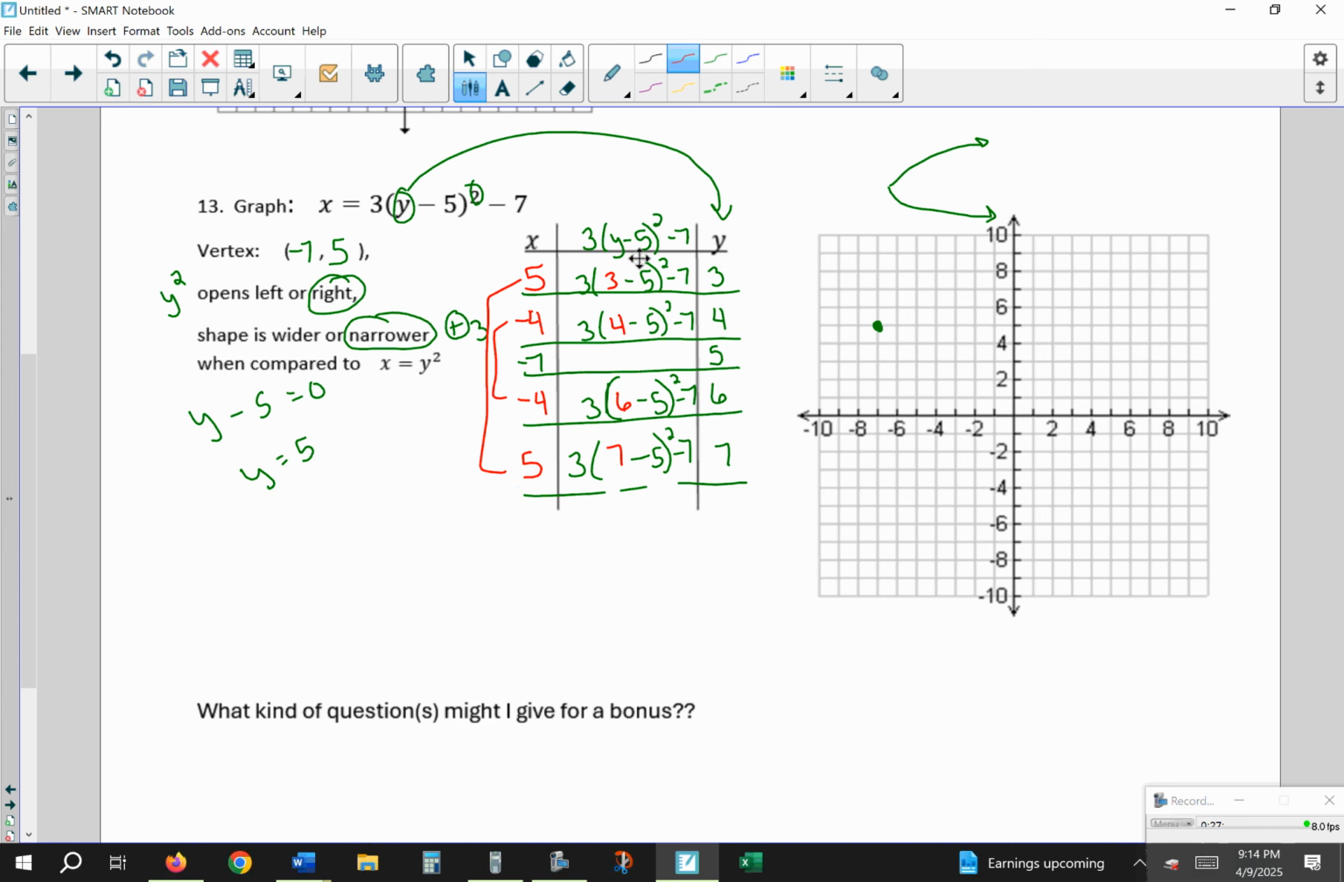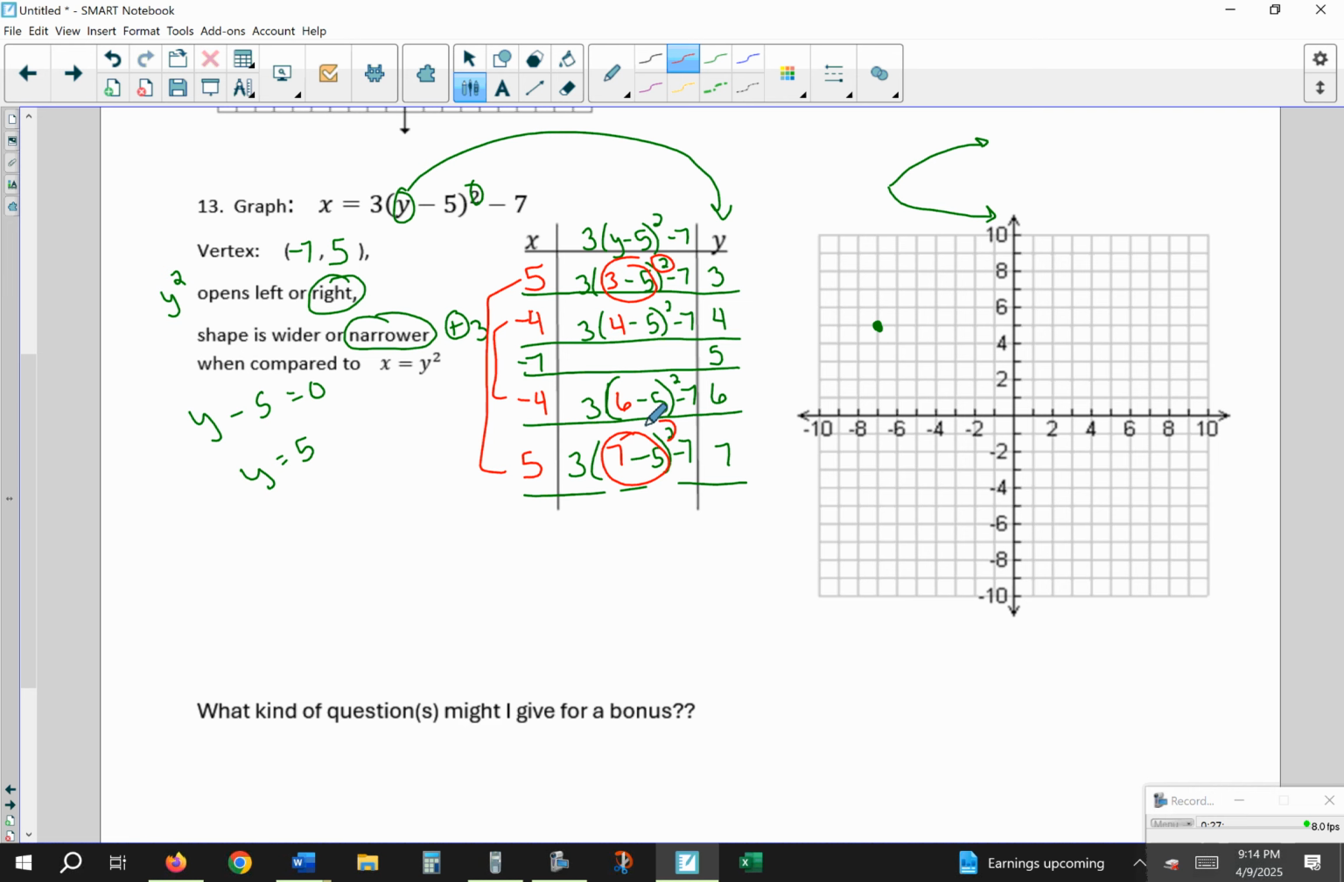And I always like to look again at what's inside the parentheses. 3 minus 5 is negative 2. 7 minus 5 is positive 2. My next step is to square. And so both of those, when I square them, turn into positive values. So as long as I got the first answer correct, then it's going to match to that one.